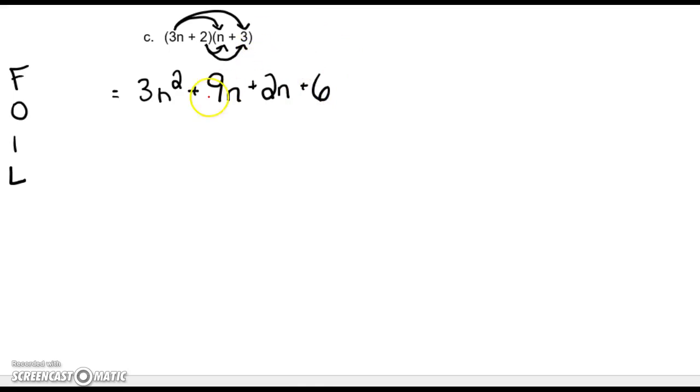Then we're going to combine our like terms. In this case, we have 9n and 2n. So we're going to bring down this 3n squared. I'm going to combine our 9n and 2n to make 11n. And I'm going to bring down this plus 6.